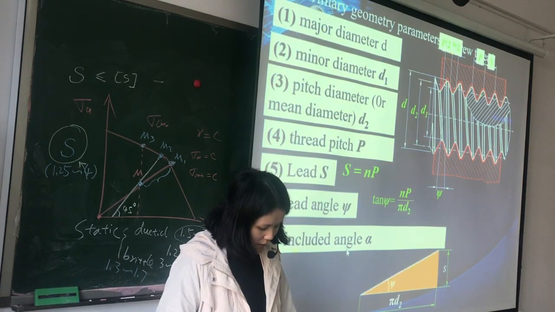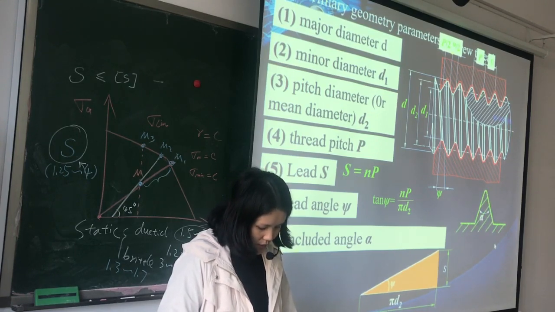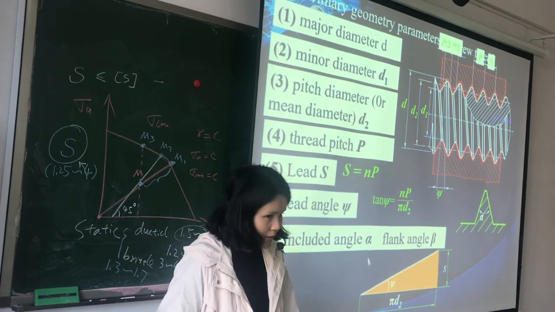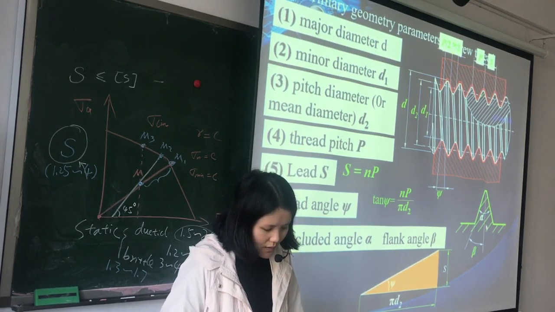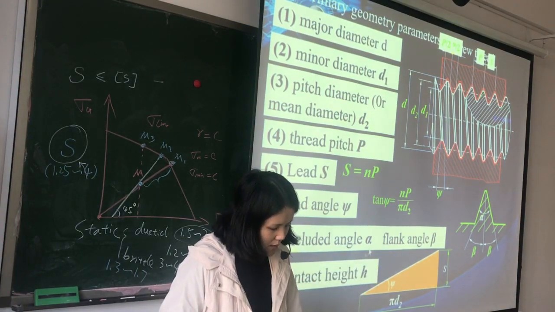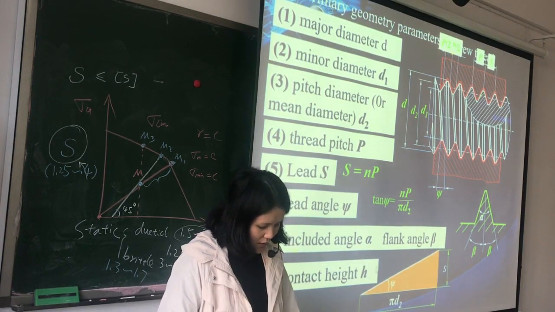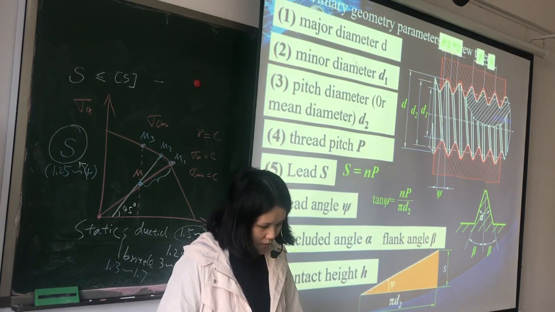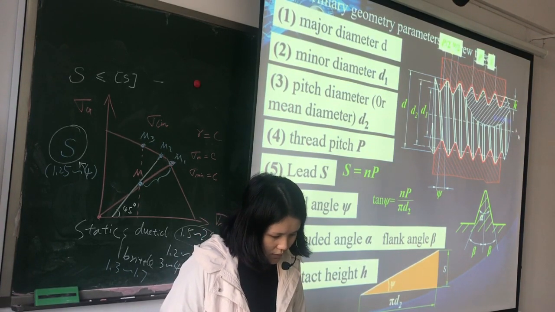Included angle alpha is the angle between the flanks of the adjacent thread, and the flank angle beta is half of the angle alpha. This is alpha and this is beta. And contact height h. Contact height h is the radial distance between the major diameter and the minor diameter. There is h.